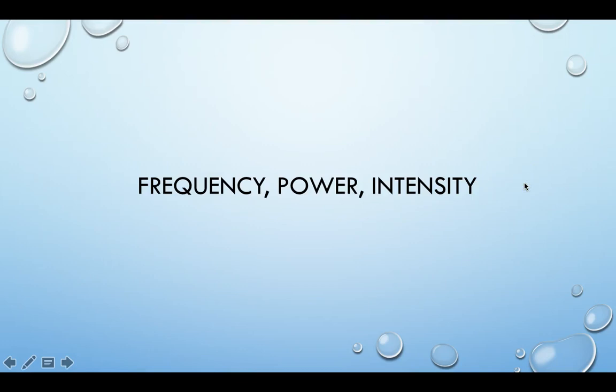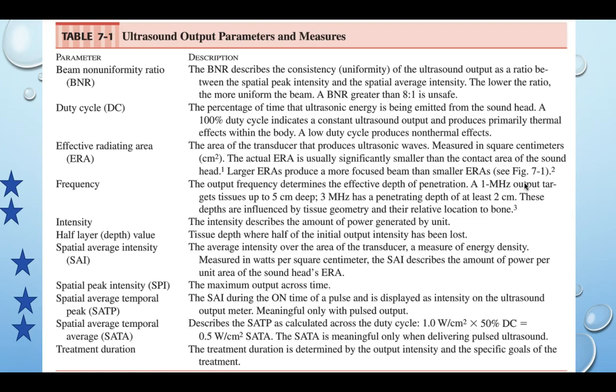Okay, so the next set of vocab words or issues that we're going to discuss are frequency, power, and intensity. The frequency and the intensity are the two main parameters that we're going to be able to set for ultrasound. So it's really important that we understand the difference between the two and what setting one gets us versus the other.